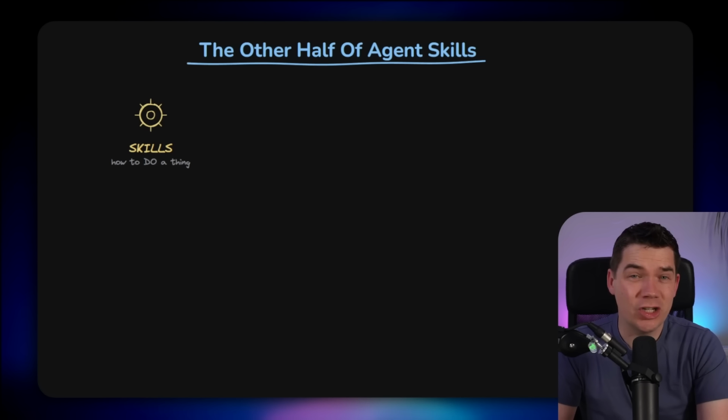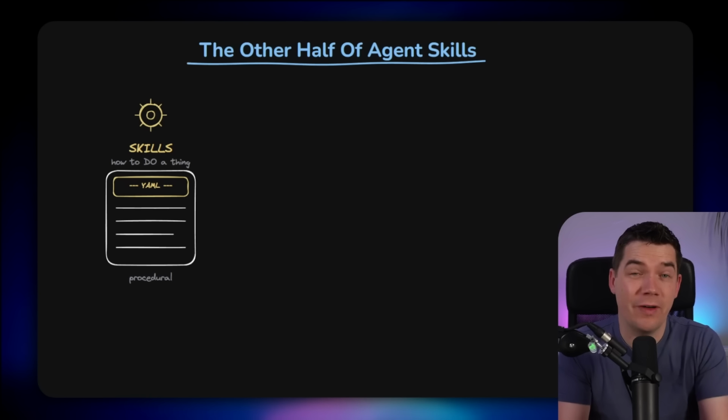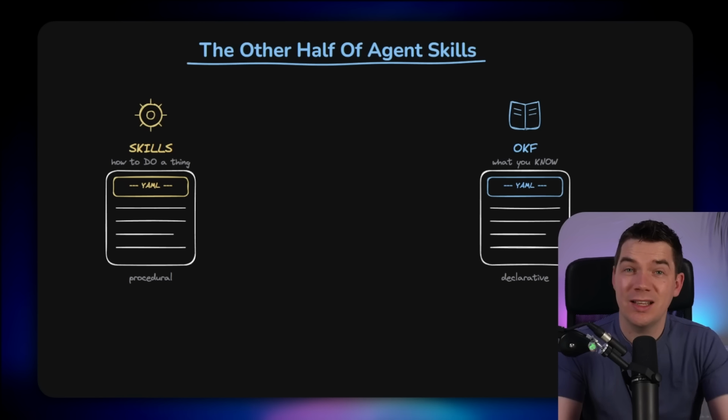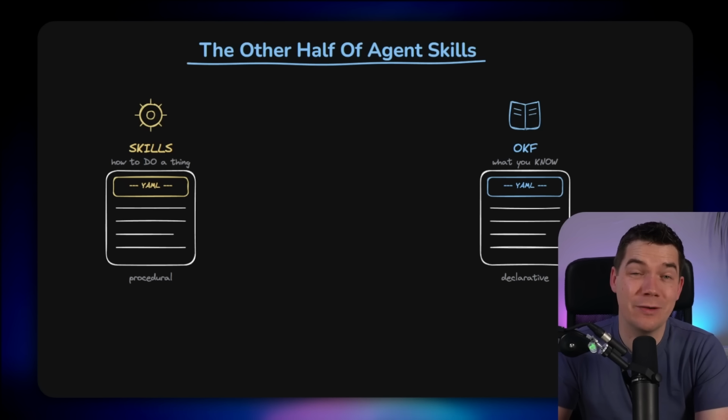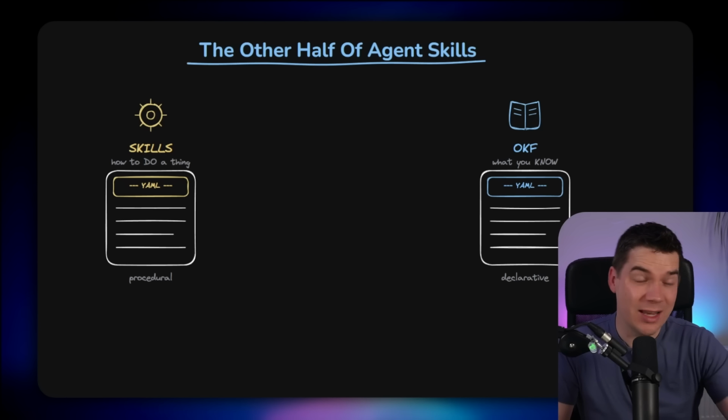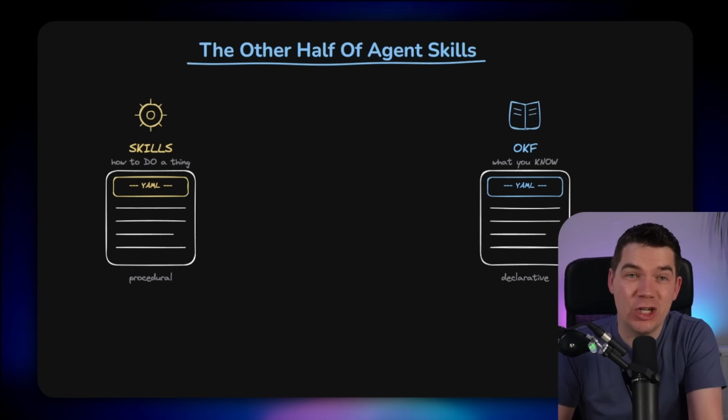A skill is essentially just a folder with a markdown file inside that teaches an agent how to do a specific task. It's procedural know-how, often with runnable code, and that's all loaded through progressive disclosure so it doesn't blow out the context window. Now, if you put OKF next to it, it's the same idea. It's a folder of markdown files with YAML front matter but it's pointed at a completely different job. Because skills tell an agent how to do something, whereas the open knowledge format tells an agent what you know.